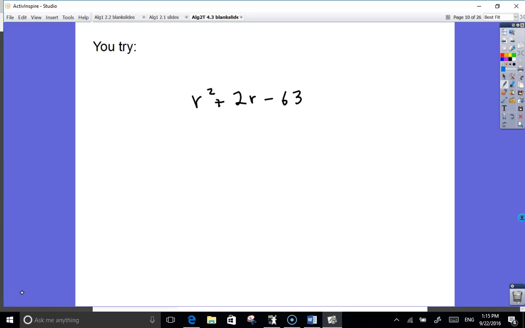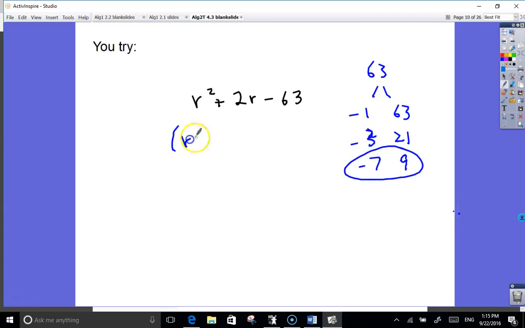And you look at it and say, 9 and 7, if they happen to be opposite signs, sure enough, I can add up to that positive 2. So for 63, there's not many different factor pairs: 1 times 63, 3 times 21, and then 7 times 9. And if the bigger one has to be positive, that's it right there: r minus 7 times r plus 9. Piece of cake.